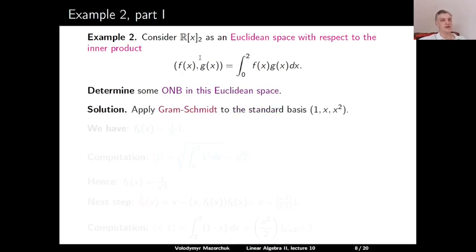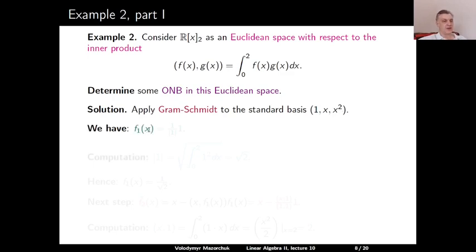So we need to apply the Gram-Schmidt method to some bases of the space, and there is a standard basis in any polynomial space which consists just of the powers of the variable. So we have polynomials of degree at most 2, so the standard basis consists of the polynomials 1, x, and x squared. So now let's do the Gram-Schmidt orthogonalization for this set of vectors. And this is a basis, in particular the vectors in the set are linearly independent.